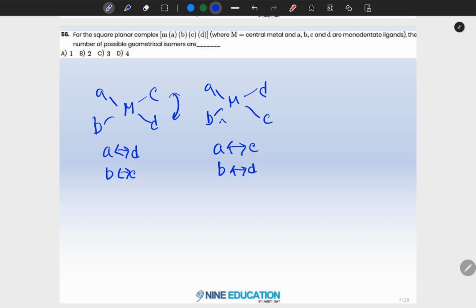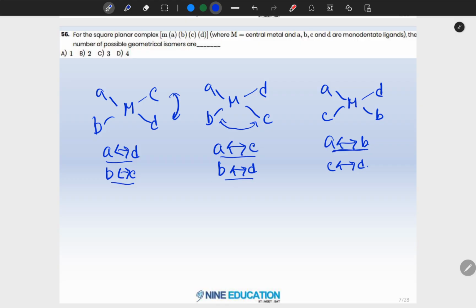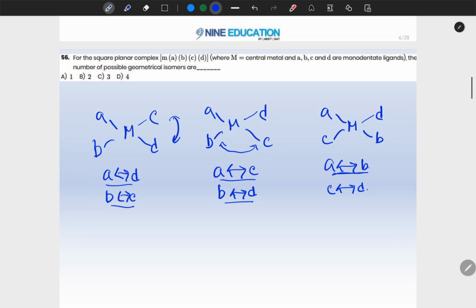Again, let's interchange the position of B and C. I will get the third isomer. So A, C, this is D and this is B. In the last isomer, A and B are trans to each other and C and D are trans to each other. So AD trans, AC trans, AB trans, BA trans, BC trans, BD trans, CA trans, CB trans, CD trans. Similarly, DC trans, DB trans, DA trans. So these are all the possible combinations, right?